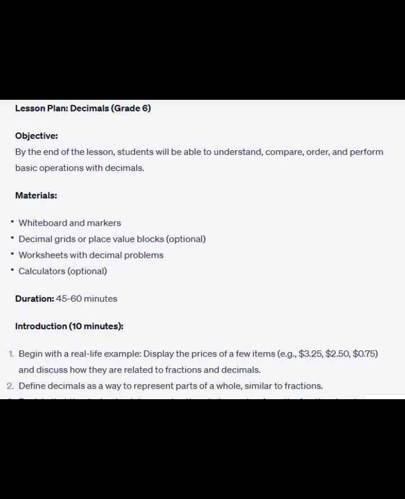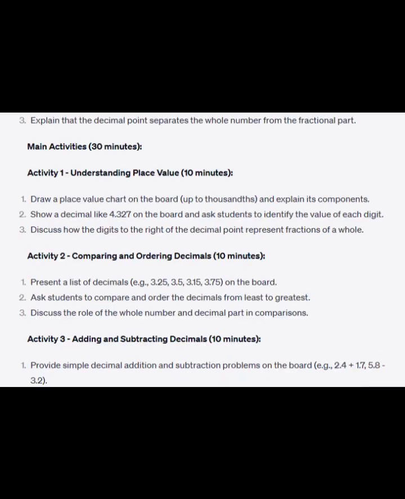Define decimals as a way to represent parts of a whole, similar to fractions. Explain that the decimal point separates the whole number from the fractional part.